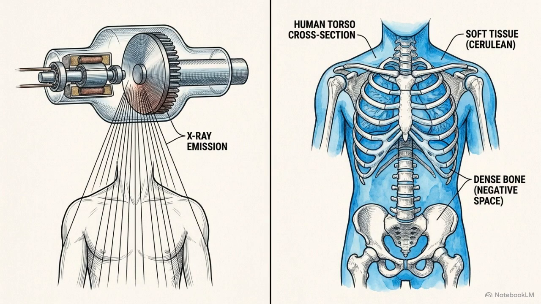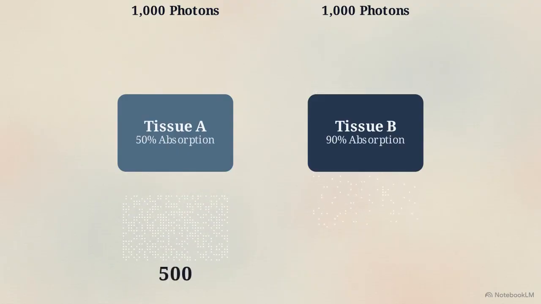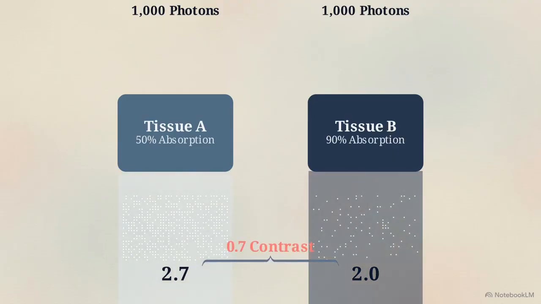This is the physical ratio of radiation intensities exiting different tissues. Contrast depends on tissue attenuation differences. 1,000 photons strike two tissues. Block A absorbs 50%, leaving 500. Block B absorbs 90%, leaving 100. Display densities vary logarithmically. These emerging photons become logarithmic values of 2.7 and 2.0, generating a contrast difference of 0.7.